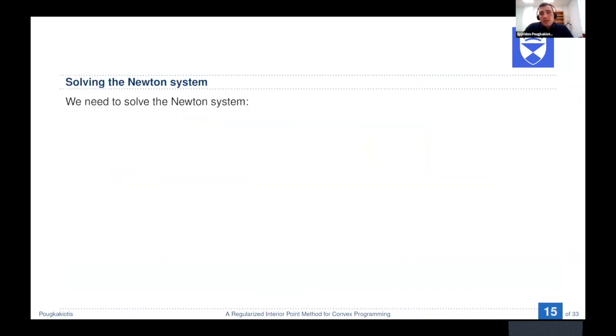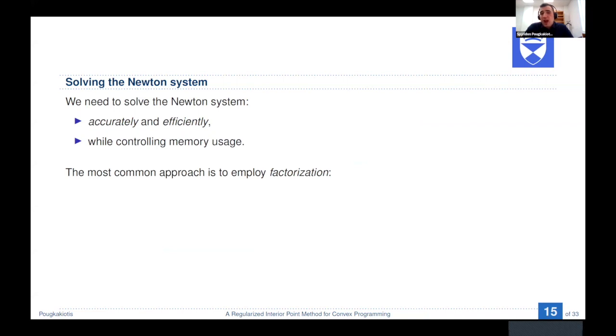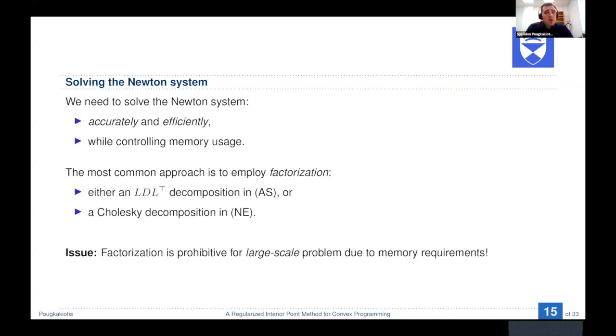So the idea here is that we need to solve this Newton system accurately and efficiently. This is important for ensuring that our method with inexact or iterative linear algebra is still polynomially convergent. But at the same time, we would like to control the memory usage of our method, which can help with the scalability of our approach. Typical methods utilize factorization, and this includes commercial solvers. So you can use an LDLT decomposition for the augmented system or a Cholesky decomposition for the normal equations. The issue, however, is that this is prohibitive for large-scale problems because of memory requirements, in which case we have to utilize iterative linear algebra.